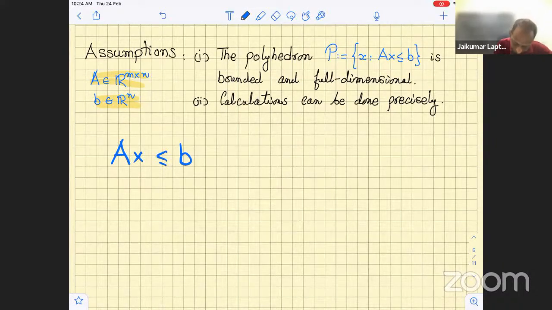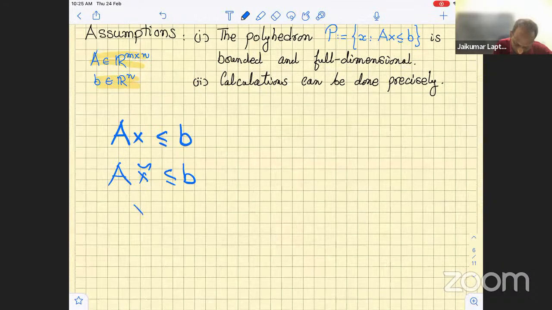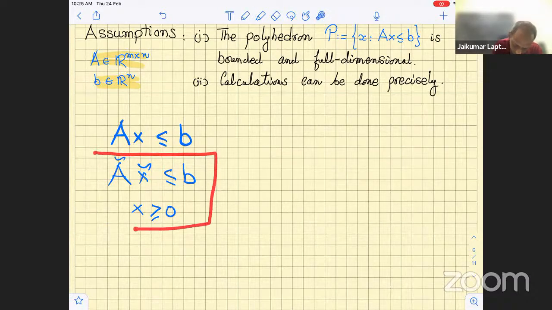So if this system has a solution, let us just turn it into our familiar simplex type of thing. We write it as A x tilde less than or equal to b by adding some slack variables. So what was this has now been turned into this. Maybe we augment this A by some additional matrix, etc. So we are interested in finding a feasible solution to this.